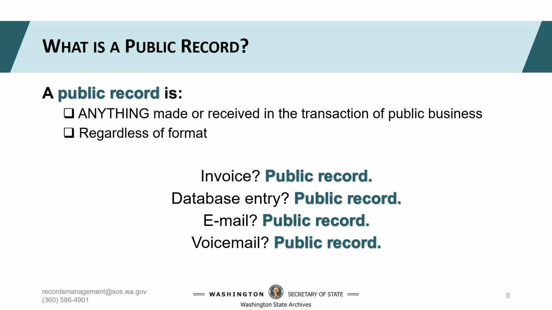The Revised Code of Washington, or RCW, is the legal framework that governs the work we do as employees of state and local government agencies. Chapter 40.14 of the RCW tells you how long to manage, destroy, or transfer public records. It also provides a straightforward definition of a public record.